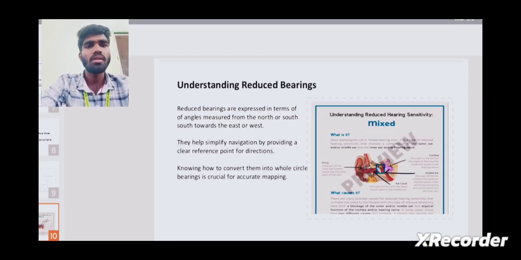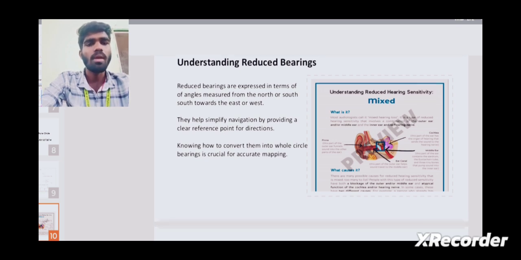Understanding reduced bearings. Reduced bearings are expressed in terms of angles measured from the north or south towards the east or west. They help simplify navigation by providing a clear reference point for directions. Knowing how to convert them into whole circle bearings is crucial for accurate mapping.